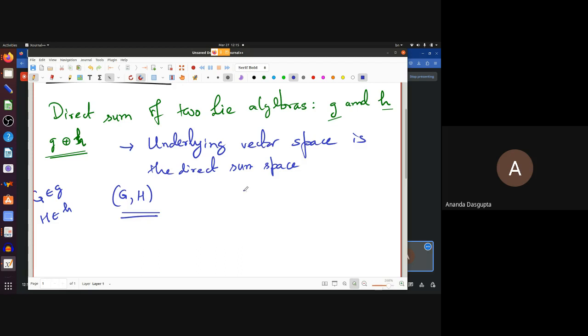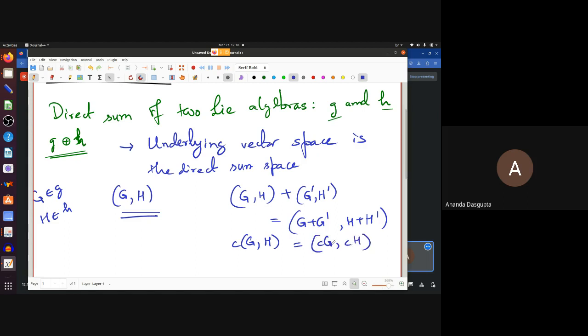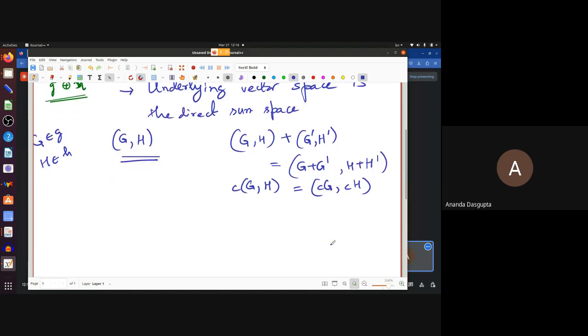That is, (G, H), when you add that to (G', H'), this is a vector space addition. Of course, what you do is you do G plus G', H plus H'. And similarly, when you multiply the pair (G, H) by C, you get (CG, CH). So this is the obvious part.